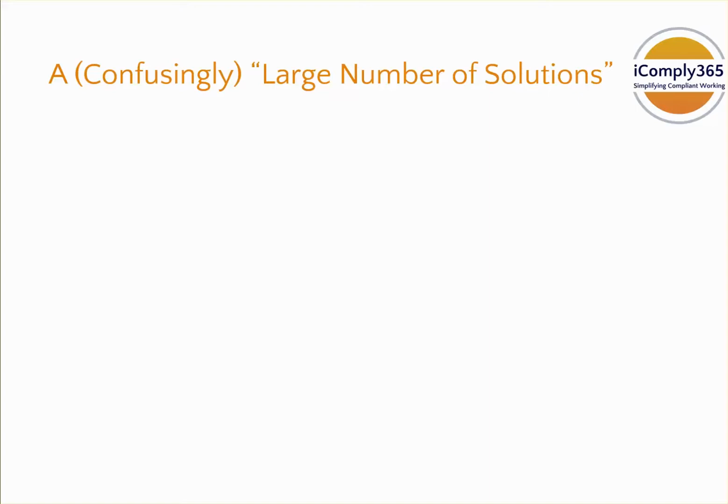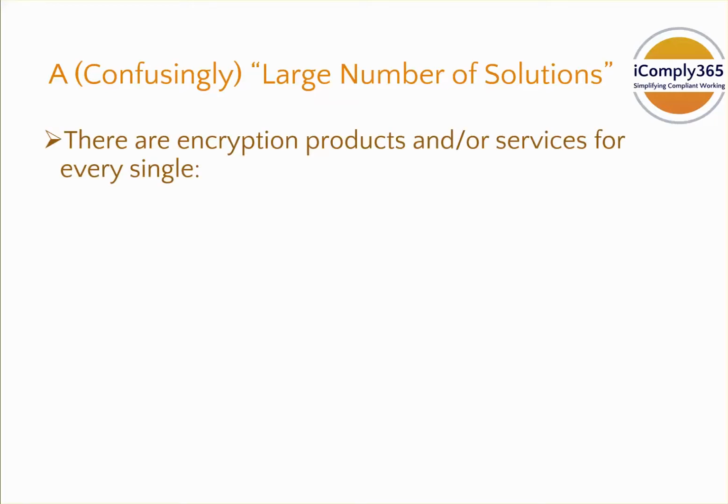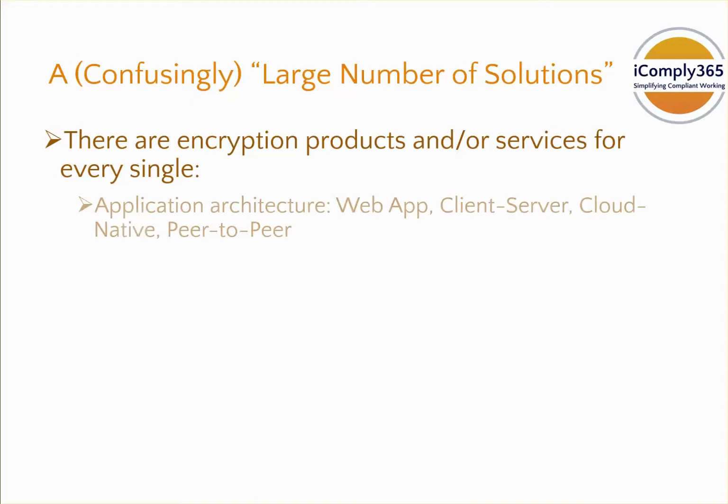So let's talk a little bit more about this confusingly large number of solutions. First of all, it's important to understand there's really not a case where you can't find an encryption solution for any data that's manipulated, stored, or transmitted, or created electronically. There's something out there that will work for that. There are encryption products and/or services for every single application architecture. Conventional web apps, progressive web apps, which are becoming more and more common.